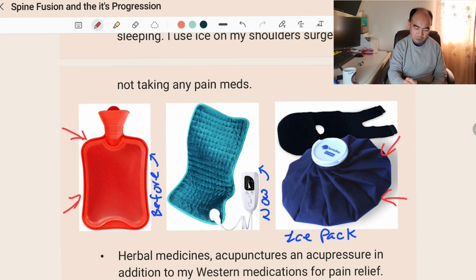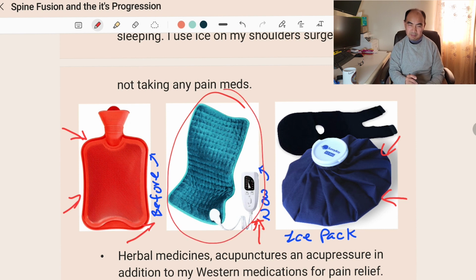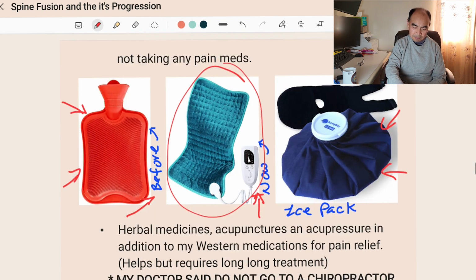These are the old times, as I mentioned before, in the old days. But now you can easily buy one of these heating pads anywhere, Walmart, Target, Amazon. So these are much easier. They didn't have this kind of heating pad in those days.